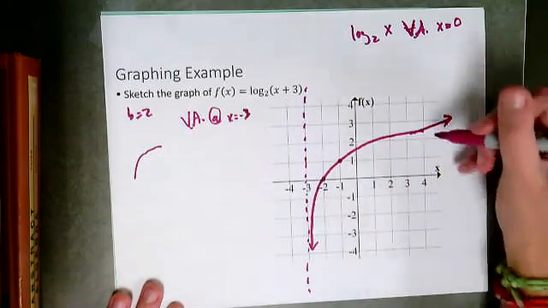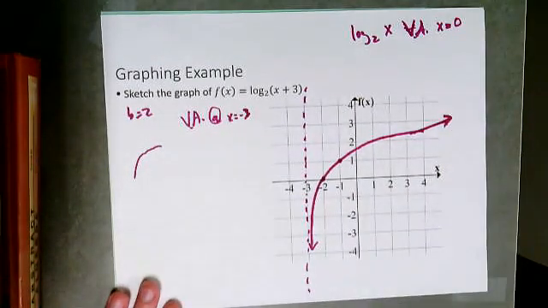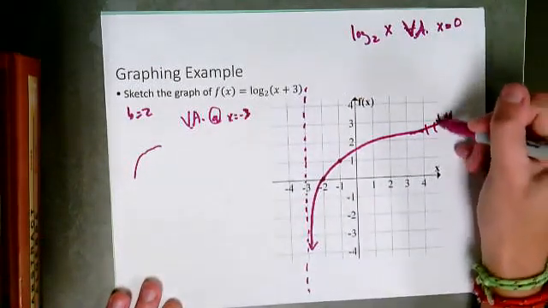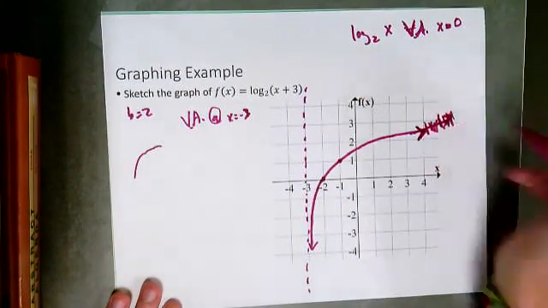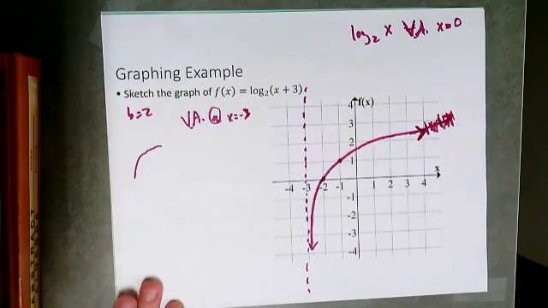That tail looks wonky. Never mind. I'm just going to leave it like that. That's my arrow and ignore all this nonsense. Okay. So there we have it. There is a sketch of f of x is equal to log base 2 of x plus 3.